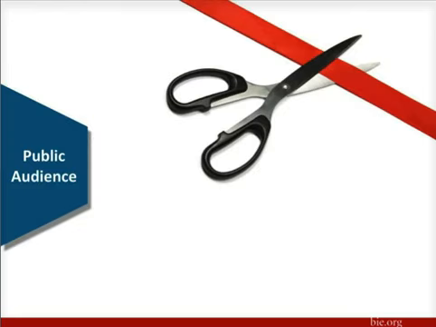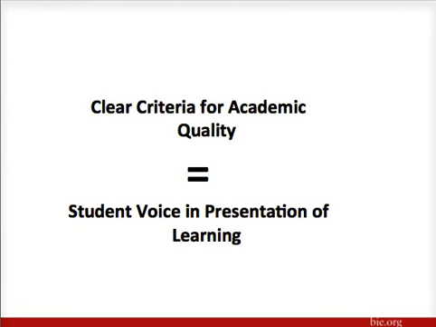So when we think about public audience, the key thing here is that if we have clear criteria, we can allow student voice in how they present their learning, how they communicate that. And that's really important for differentiating for their needs, whether it's for readiness, interest, or learning profile.